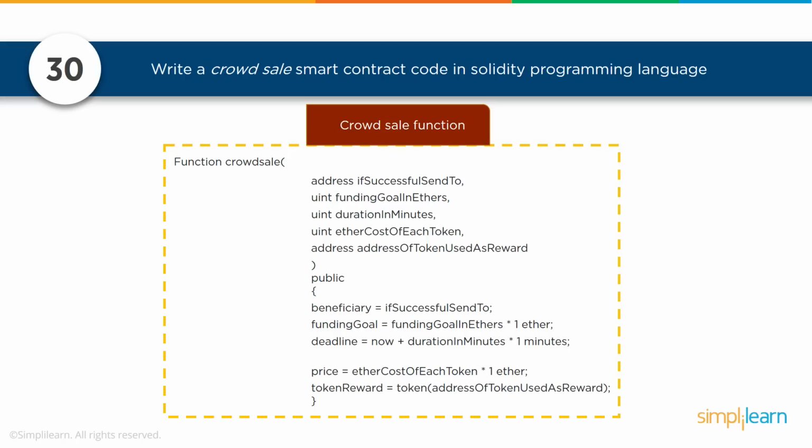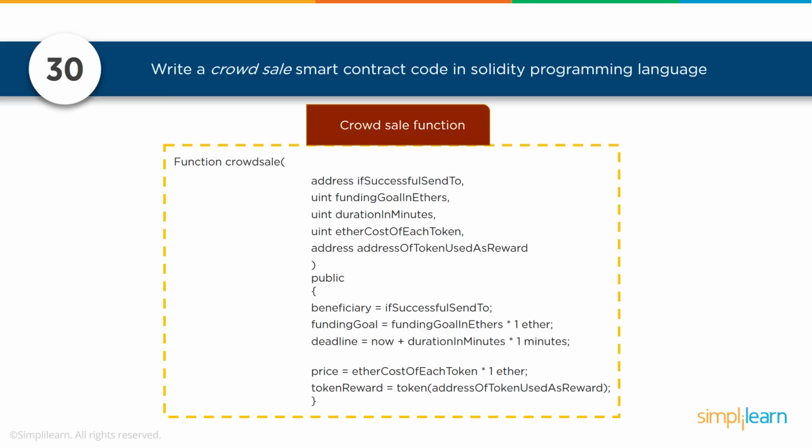Now let's take a look at an example to write a crowd sale smart contract in the Solidity programming language. Here in the example, you have a smart contract where you have defined certain smart contract variables of Solidity like address and uint. The address is if you want to send your token to someone, and your uint is the funding goal in ethers, basically how much amount of ethers you want to generate in your crowd sale project. Then what is the duration of your project, then the cost of each token in ethers, then the address of the token used as reward. So these are the primary attributes which you have defined.